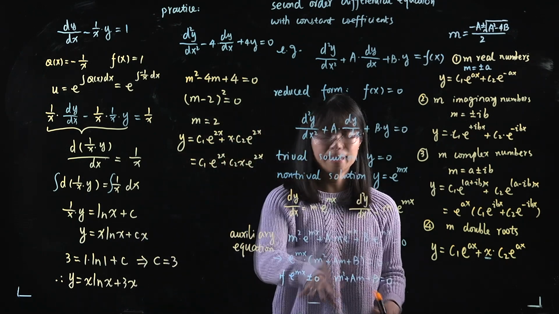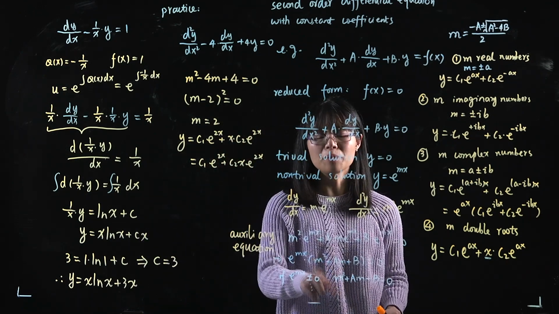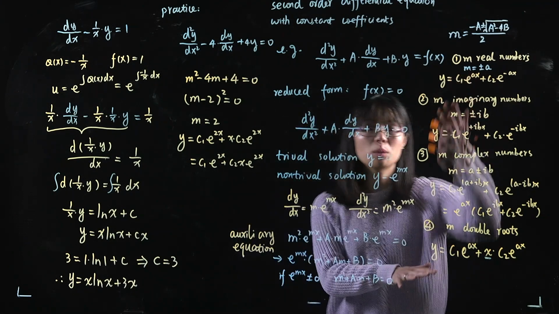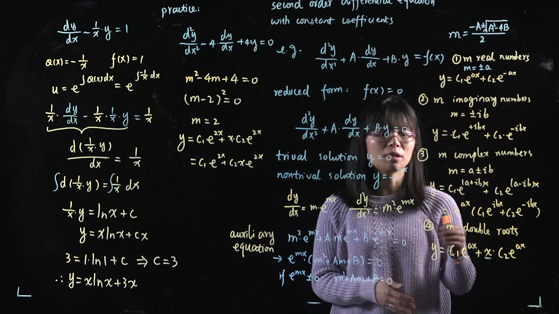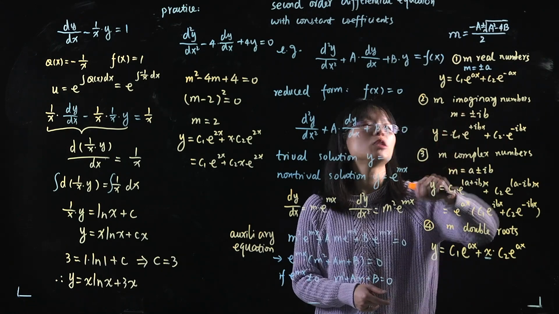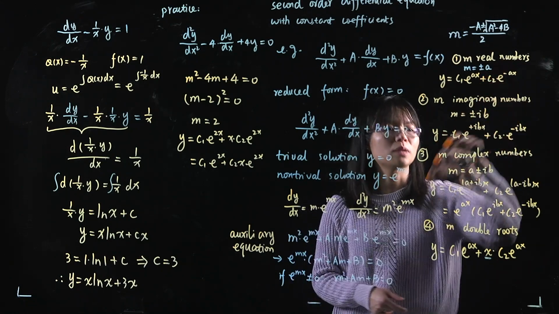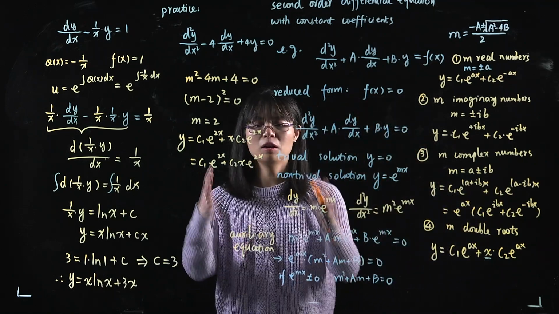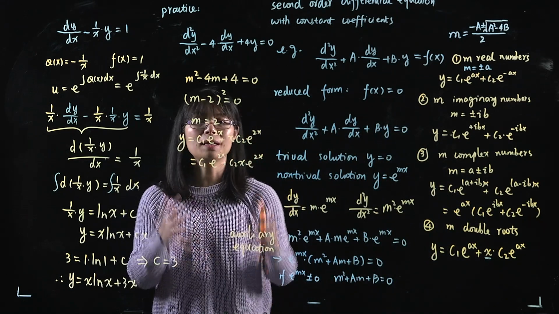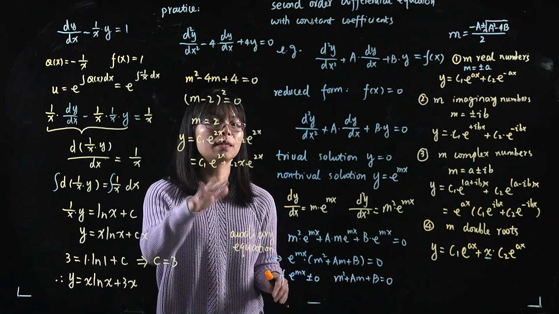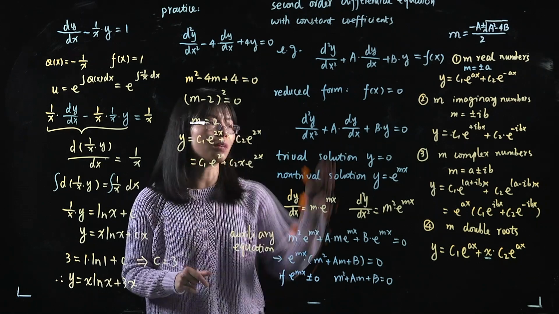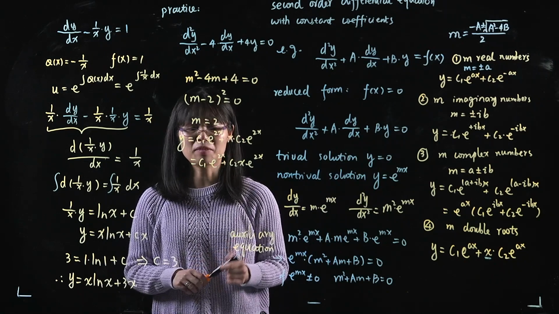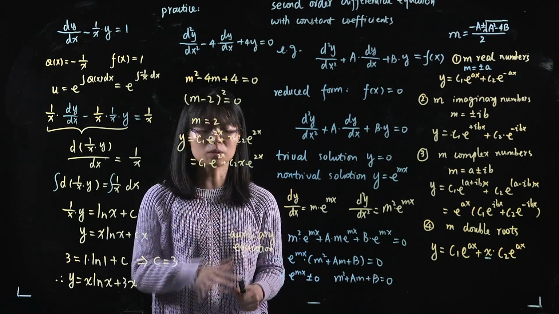From there we can solve for the value of m from the quadratic auxiliary equation. There will be 4 different scenarios for the solution of m: real number, imaginary number, complex number, and double roots. Then the solution for y would be a linear combination of these exponential functions, depending on which type of solution you find for m by solving the auxiliary equation.